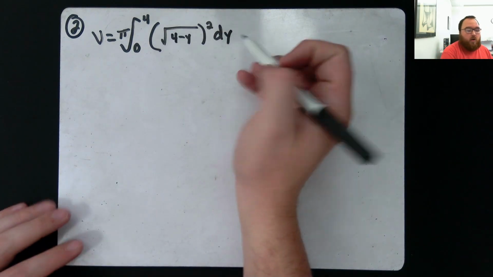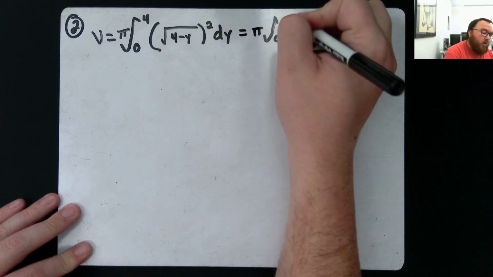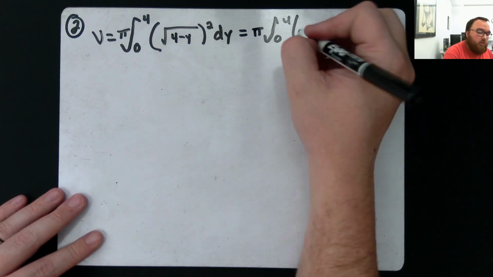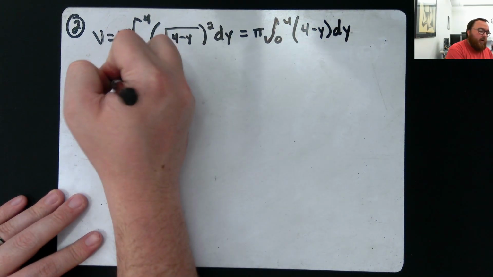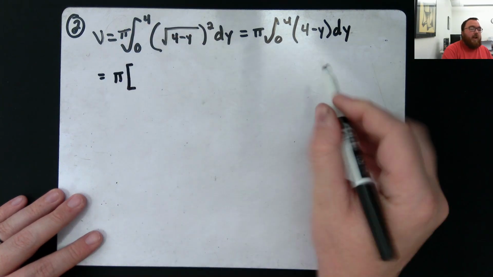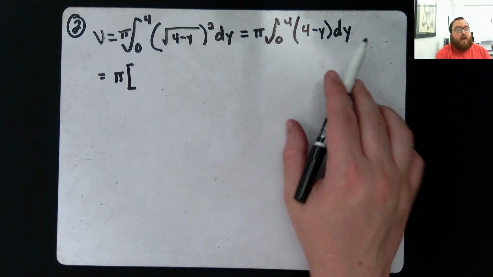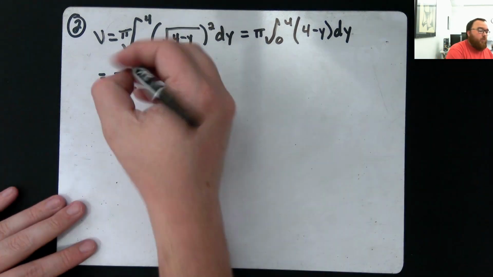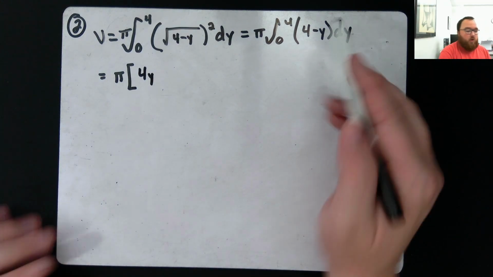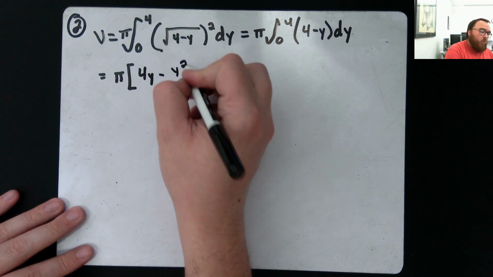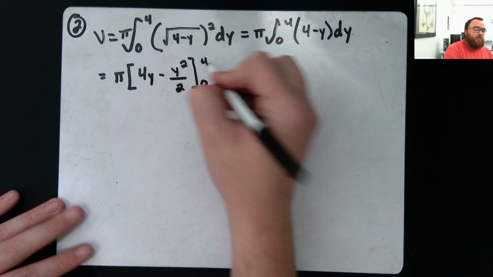The square root squared cancels out, so that's going to just be pi times the integral from 0 to 4. Again, the square root squared cancels out. 4 minus y dy. Now I can take the antiderivative. The antiderivative of 4 in terms of y gives me 4y. My power here is a 1, so adding 1 makes that y squared over my new power, which is 2, from 0 to 4.